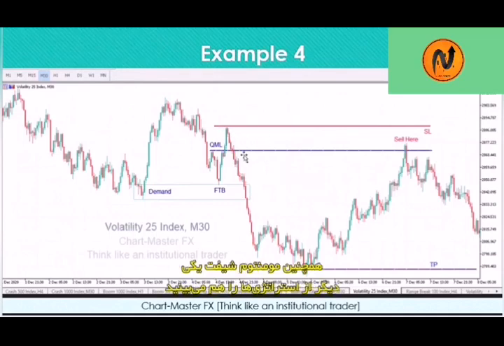So guys, as you can see, the momentum shift, which is one of the SOPs that we actually look for at Chartmaster FX. As you can see, guys, we had a strong momentum to the downside. And what happened? We also had an accumulation here. The demands were being taken out, the orders were being taken out as the price was coming to this QM level.